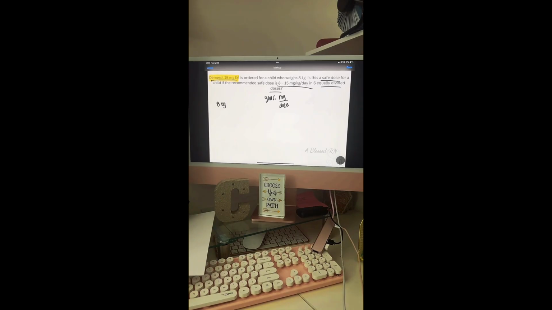All right. So listen, the least that we can give is 8 milligrams per kilogram per day, right? But then you also see it says in 6 divided doses. This is the amount for the whole day. Do you hear me? When it says /kilogram/day, that is for the whole day. If it said /dose, that would be for one dose. Since my goal is milligrams per dose, and my puzzle piece has day in it, I know I'm going to need a puzzle piece with how many doses are in the day.